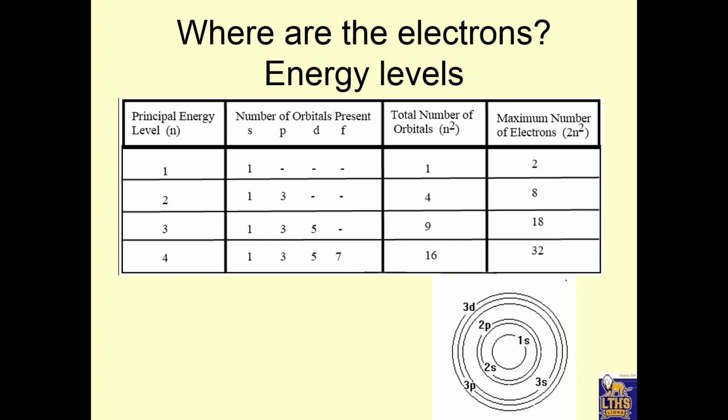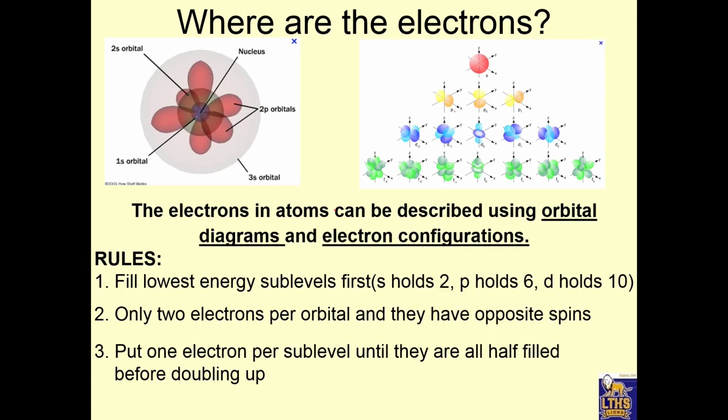So where are the electrons? We think they're in energy levels. Within those energy levels are sublevels, and within those sublevels are orbitals. And that's where the electrons are. So how do the electrons fit into these energy levels and sublevels? Well, there are some rules we have for describing it based on evidence. And so we can describe where the electrons are using orbital diagrams and electron configurations.